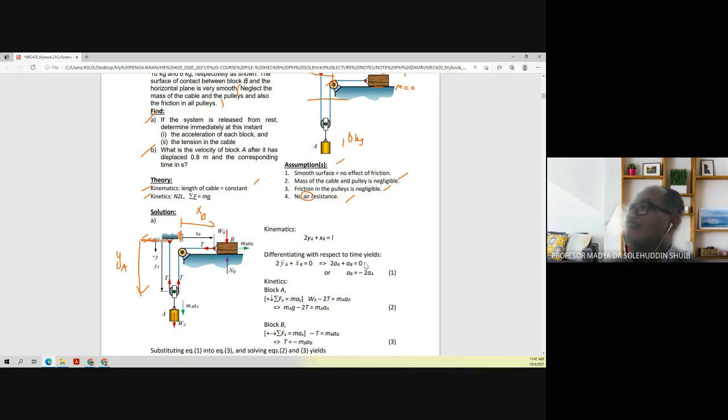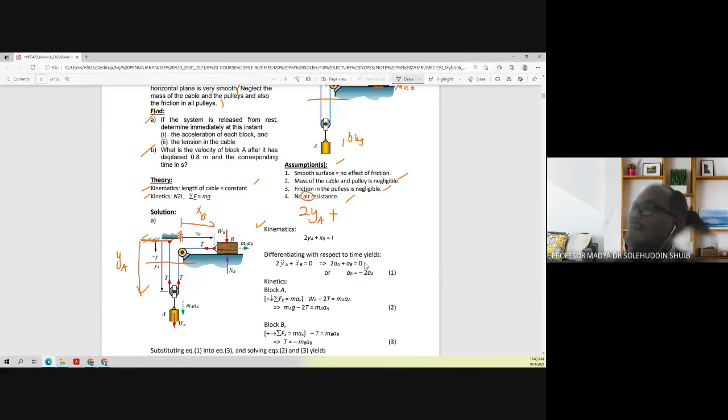Then what else do we have? You cut these two, so we have 2Y over here, right? So you can write the kinematic relation: 2YA plus XB equals constant. So this is the kinematic relation of the first part. And now we look at the second part, another theory, which is kinetics.